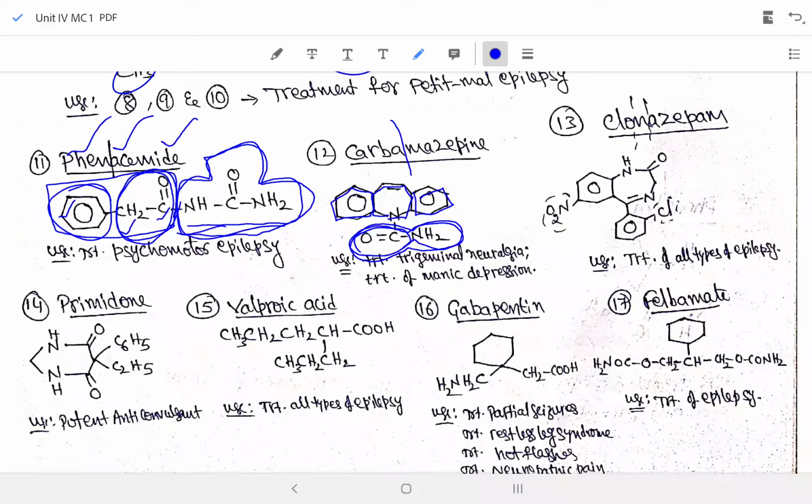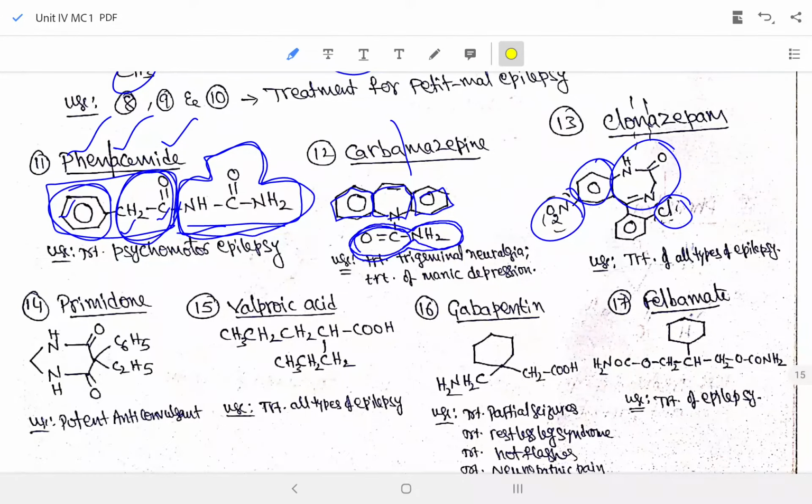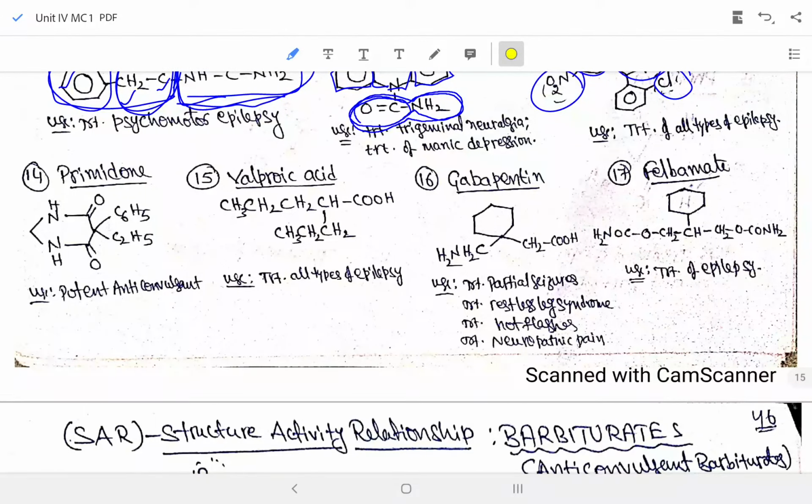Next comes clonazepam. Clonazepam comes under the category of benzodiazepines. You know the structure of benzodiazepine. This is the benzene ring. This is the 7-membered azepine ring with 2 nitrogens at first and fourth positions. Clonazepam will have a chlorine on the phenyl ring at 5th position and a nitro group at 7th position.